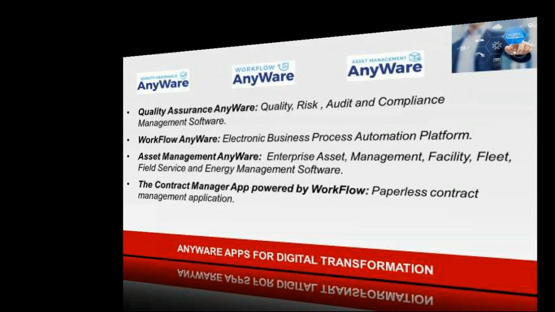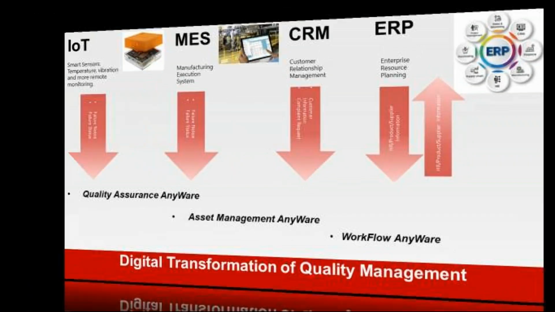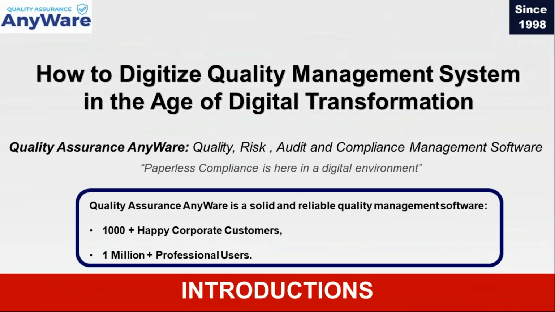And at the bottom, you can also see a Contract Manager application powered by Workflow, which helps companies manage their contracts in a paperless environment. And all of our products, starting with Quality Assurance AnyWare, are open to connect with any other system. That may be a smart sensor, an IoT device, a manufacturing execution system, a CRM, or any ERP system, to pull and push data.